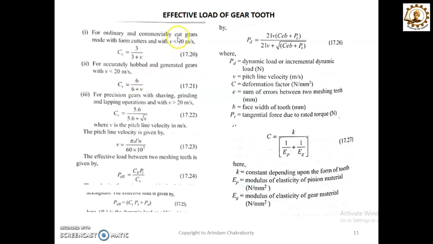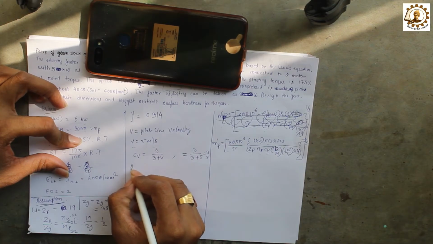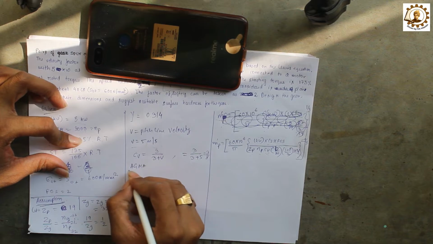Let us take an example. If you consider the pitch line velocity V to be 5, you have to go over there. If you consider the pitch line velocity to be 17, you have to come over there, that is CV equals 6 by 6 plus 17. If it is less than 10, you have to do 3 by 3 plus 5. Okay, is that clear?